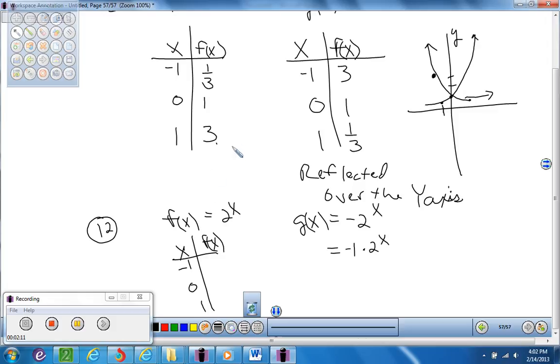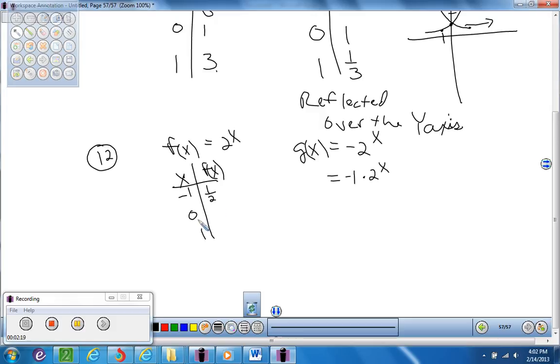So if I put in negative 1 here, I get 1/2. If I put in 0, I get 1. Okay, and then if I put in 1, I get 2. Now let's look at this one.